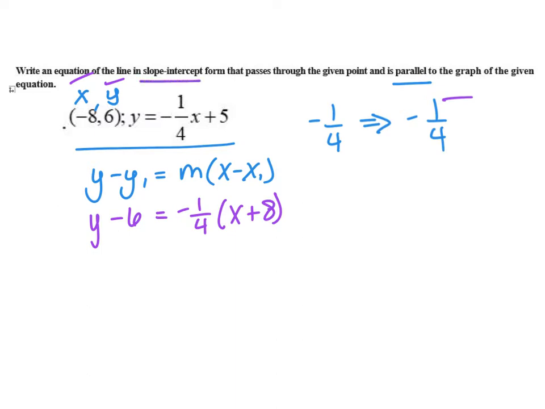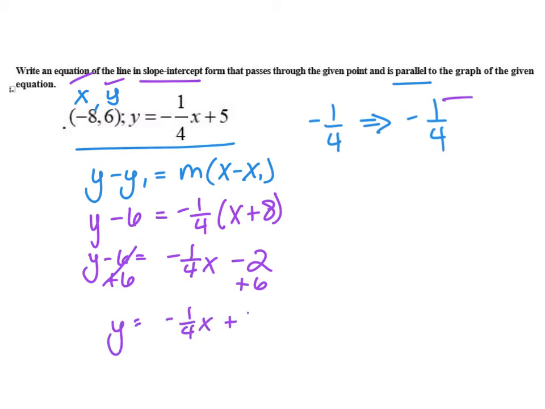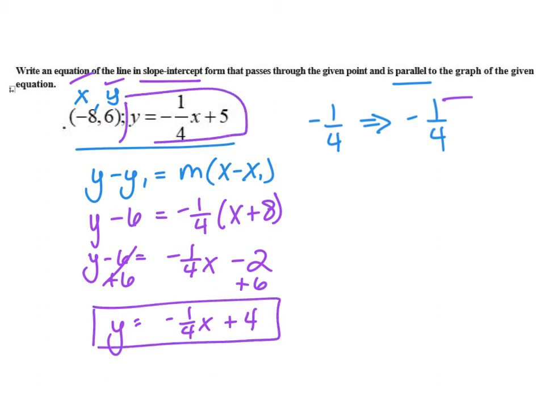Now we have to get this equation to slope-intercept form, which we're going to do the entire time today. So I have to get rid of my parentheses first. And now I'm going to add 6. So y equals negative 1/4 x plus 4. So these two equations, when graphed, will create parallel lines.